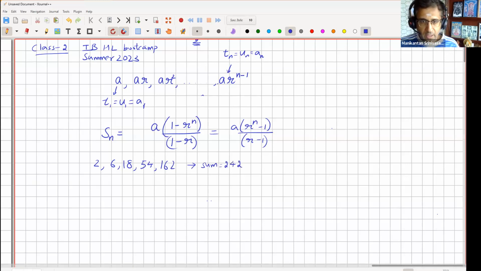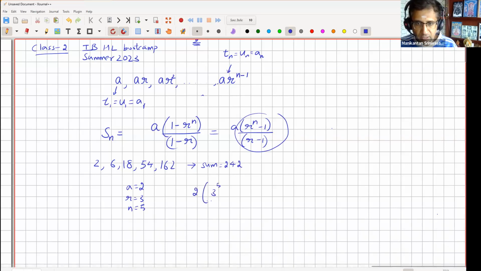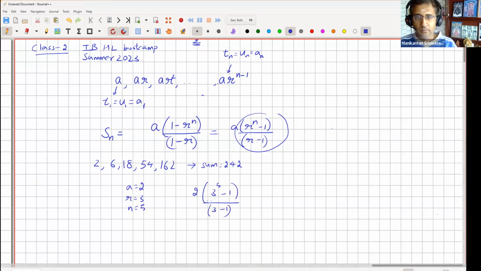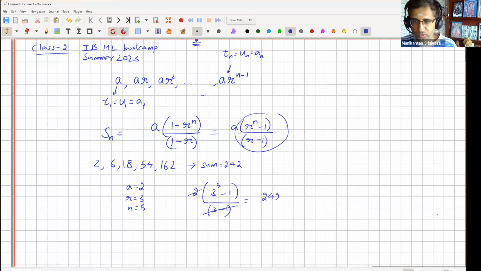Now let's verify. So a is 2, r is 3, and the number of terms is 5. I'll use this formula because r is bigger than 1. I want a formula where it's a positive number, right? So it's 2 times 3 power 5 minus 1 upon 3 minus 1. That becomes the sum of 5 terms. So 3 minus 1 is 2, cancels off with the 2 here. 3 power 5, we all know: 3, 9, 27, 81. 81 times 3 is 243. 243 minus 1 is indeed 242. So it matches.